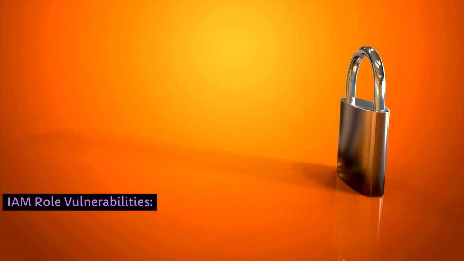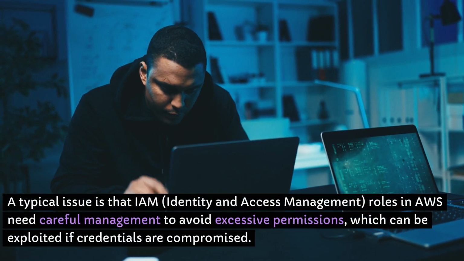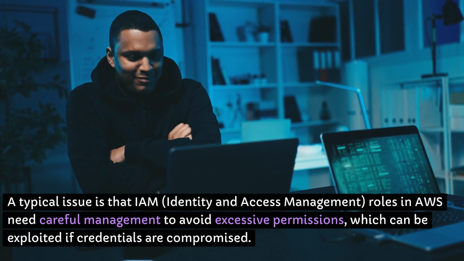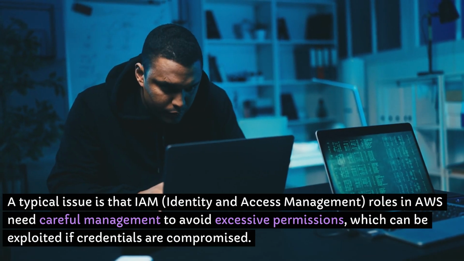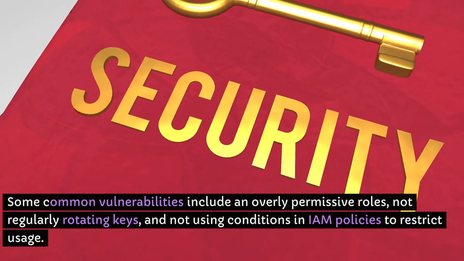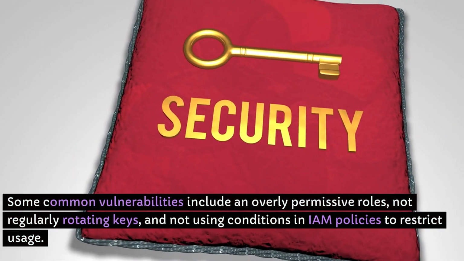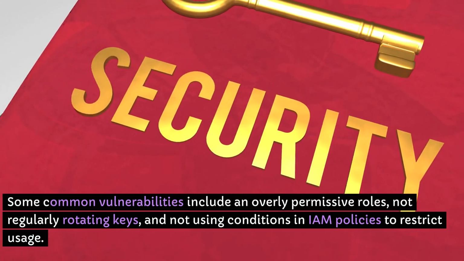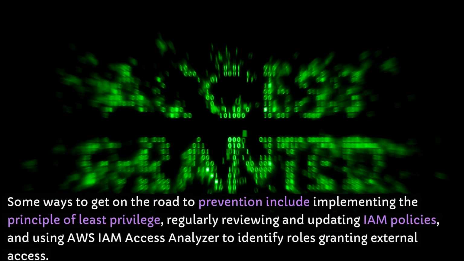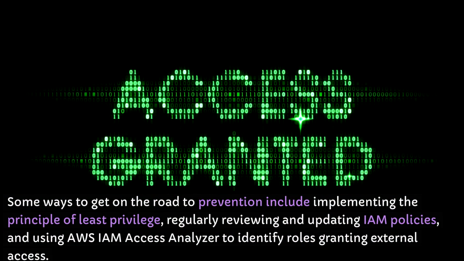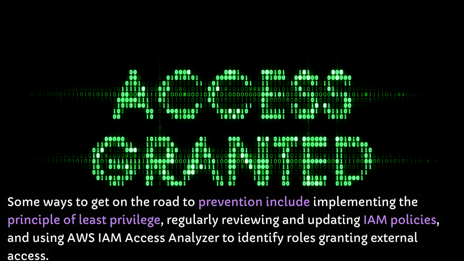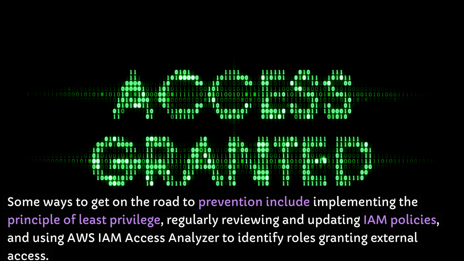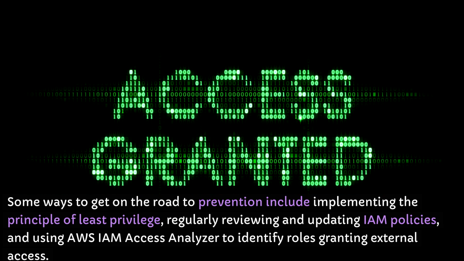IAM role vulnerabilities. A typical issue is that IAM, identity and access management roles in AWS, need careful management to avoid excessive permissions, which can be exploited if credentials are compromised. Some common vulnerabilities include overly permissive roles, not regularly rotating keys, and not using conditions in IAM policies to restrict usage. Some ways to get on the road to prevention include implementing the principle of least privilege, regularly reviewing and updating IAM policies, and using AWS IAM Access Analyzer to identify roles granting external access.